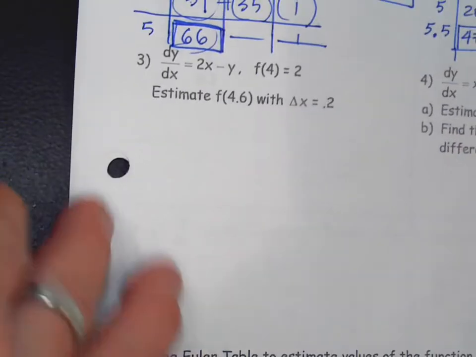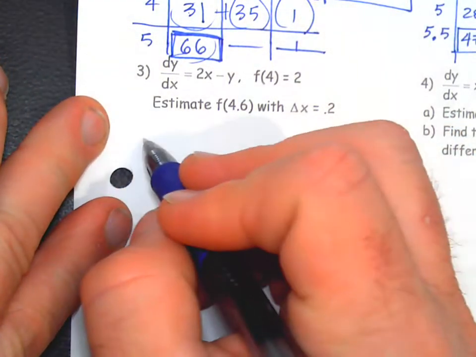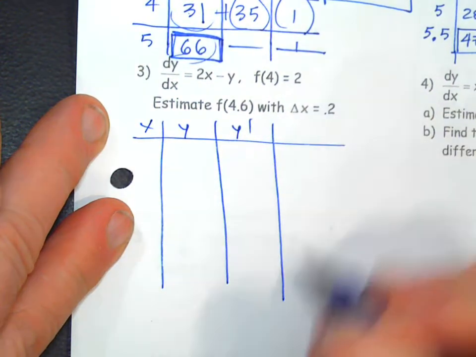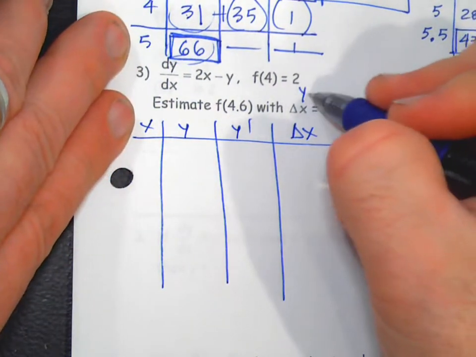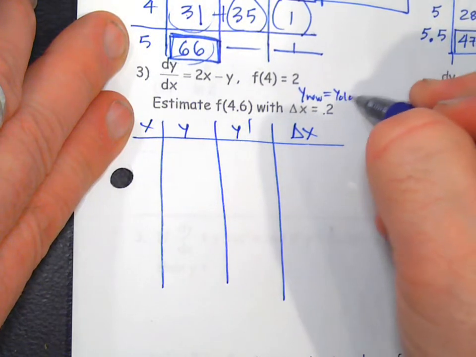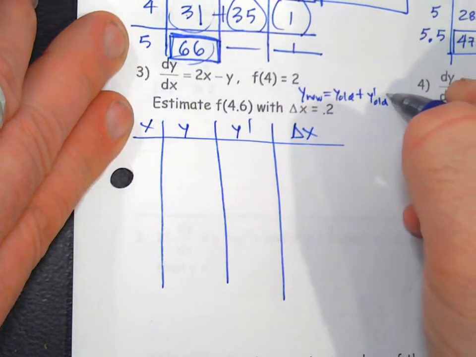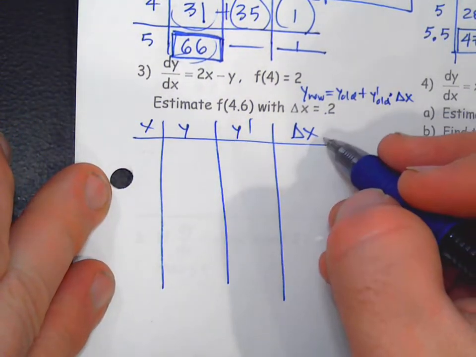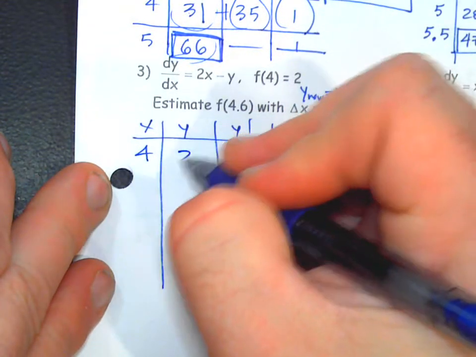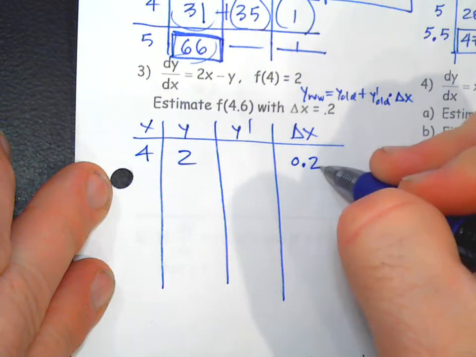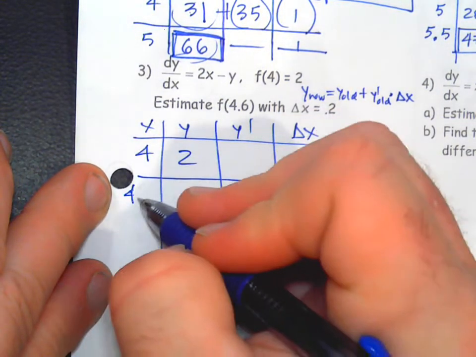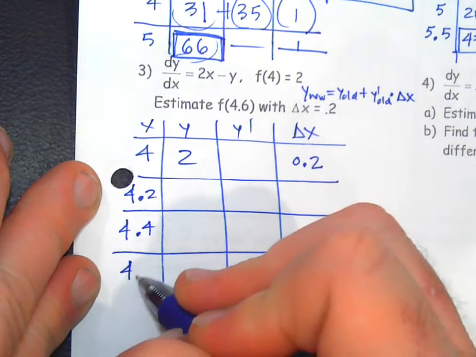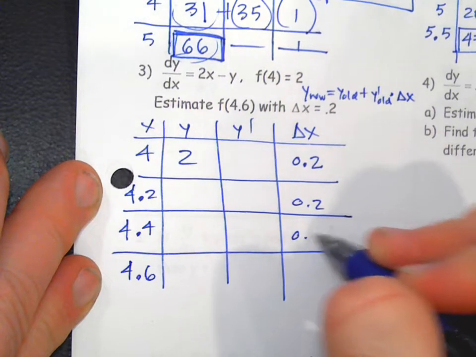Number 3, I'm going to try and use the same technique. x, y prime, delta x. This is y new equals y old plus y prime old delta x, which comes from the tangent line, which comes from point slope form. So we're starting at 4, 2. Step size is 0.2. So the next one's going to be 4.2, next one's going to be 4.4, next one's going to be 4.6. 0.2, 0.2, 0.2.